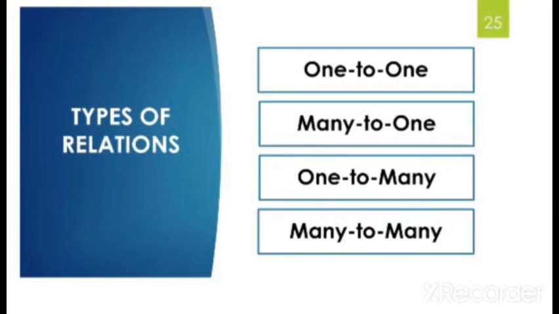Types of relations. There are four main types of relations, and these are one-to-one relations, many-to-one relations, one-to-many relations, and many-to-many relations.